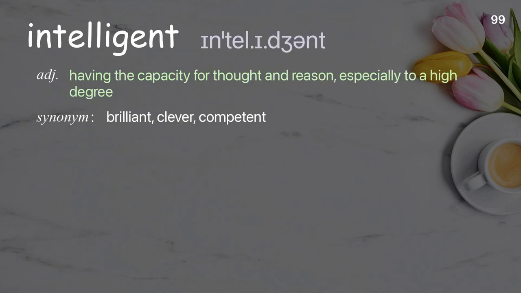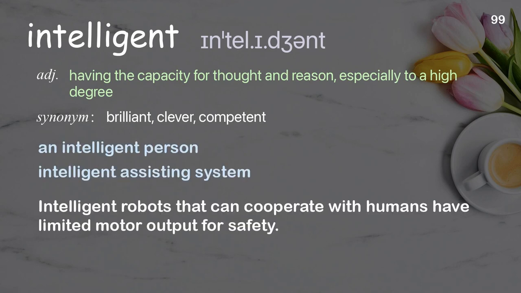Intelligent. Having the capacity for thought and reason, especially to a high degree. Examples. An intelligent person. Intelligent assisting system. Intelligent robots that can cooperate with humans have limited motor output for safety.